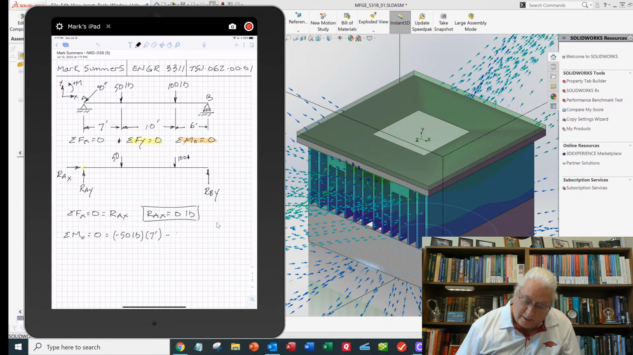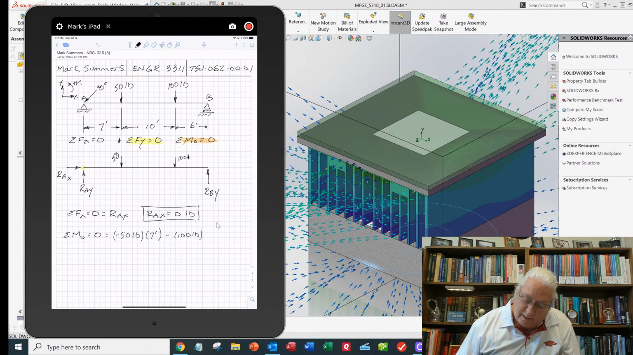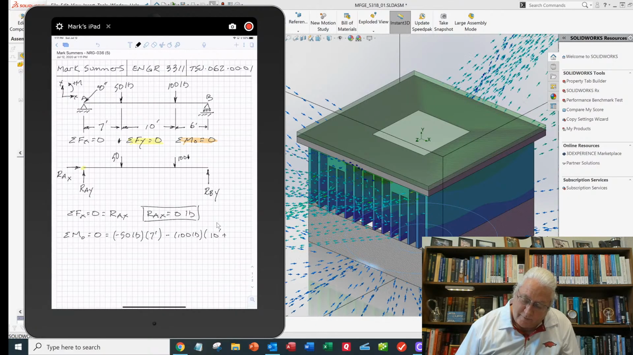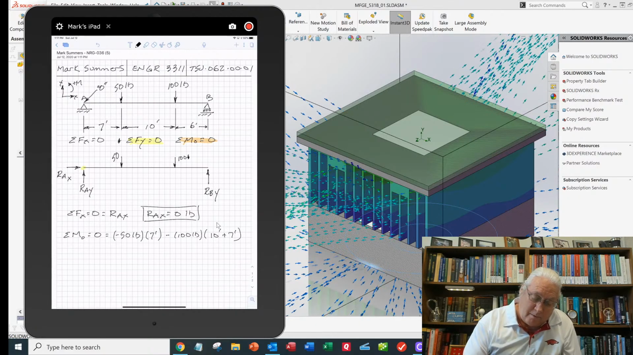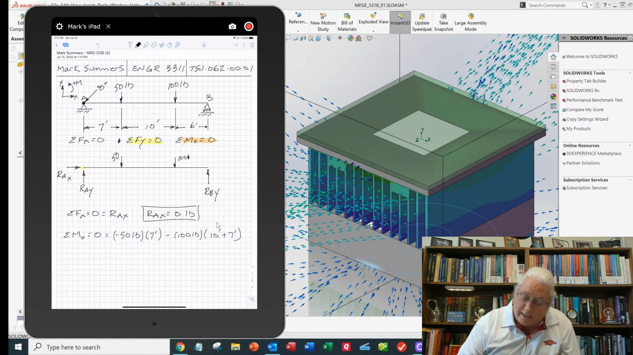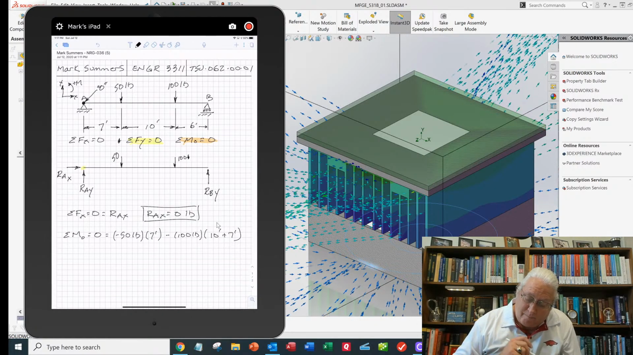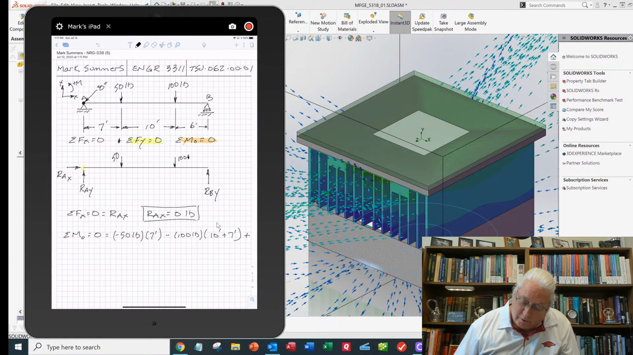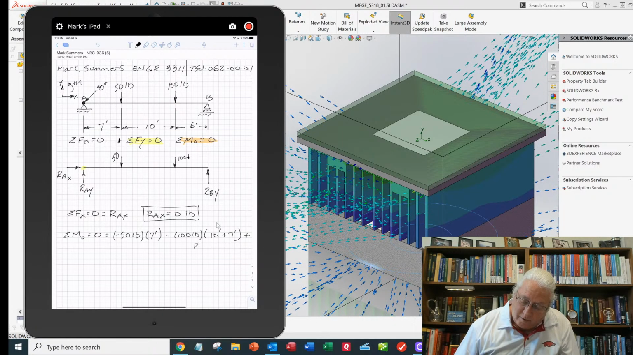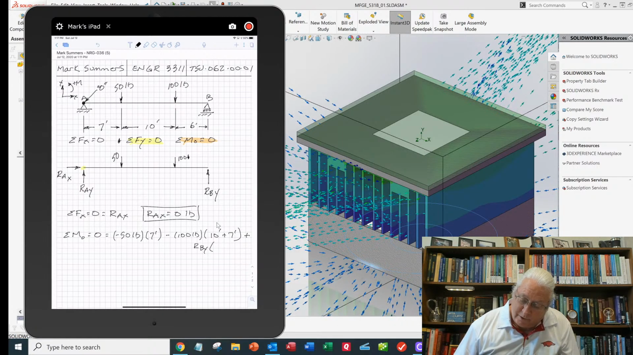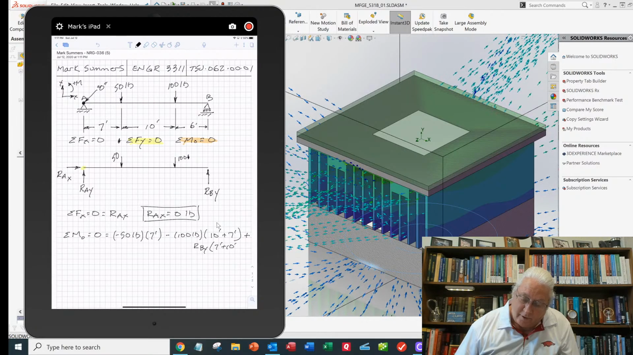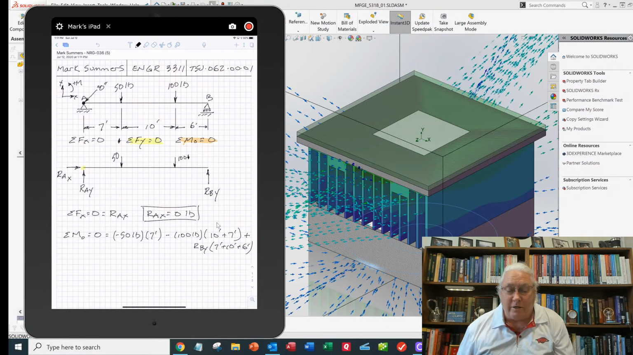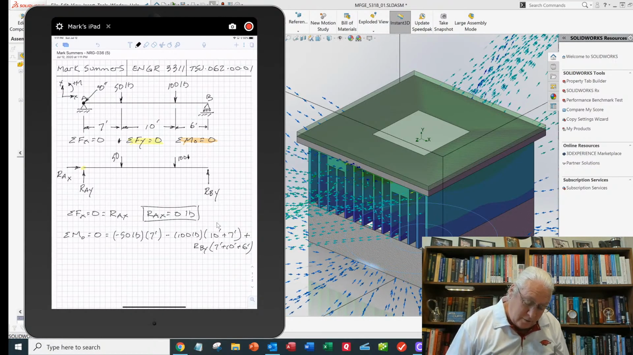100 pounds is also going in the negative direction. So I'm going to subtract 100 pounds times this moment arm, which is 10 foot plus 7 foot. Again, we're summing moments about that point A. And finally, my reaction at B is going up, and that's going to cause a positive moment. So I'll put that as a plus RBY times 7 foot plus 10 foot plus 6 foot. So now I've got one equation and one unknown, so my strategy is working out.